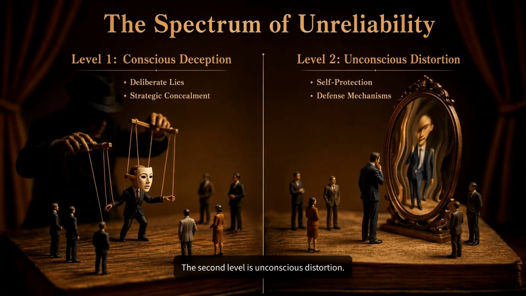The second level is unconscious distortion. This narrator genuinely believes their own version of events. The self-deception operates below their awareness. Defense mechanisms are quietly at work. This narrator would be shocked to learn that they are unreliable. This is the most psychologically realistic form of unreliability, because it mirrors how real people protect their self-image.